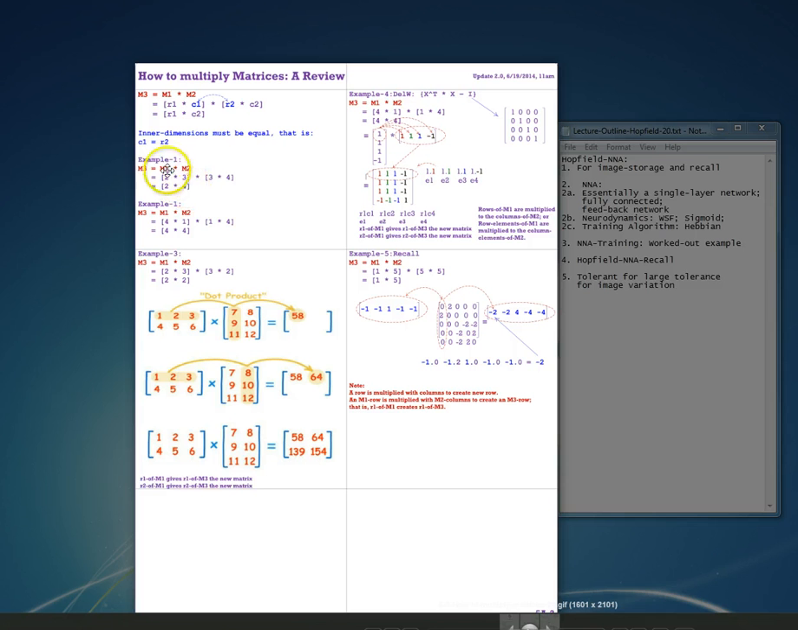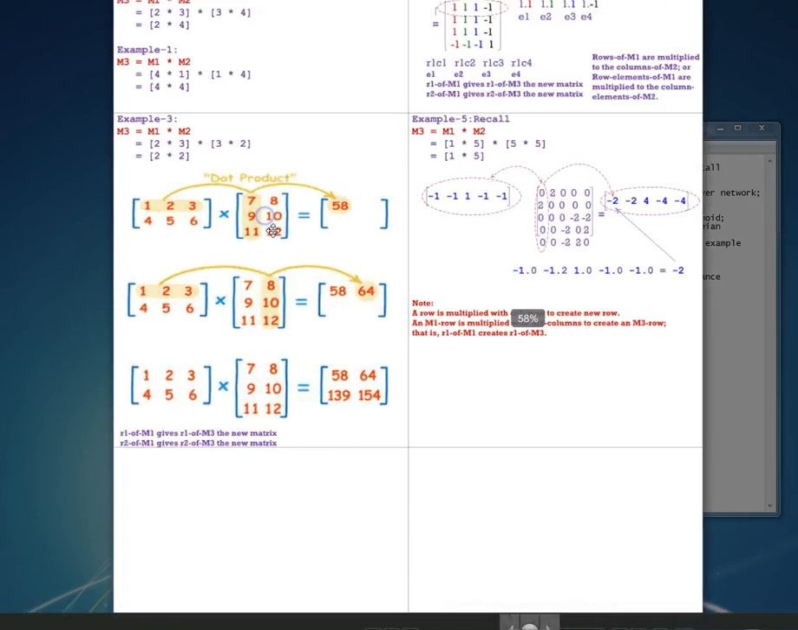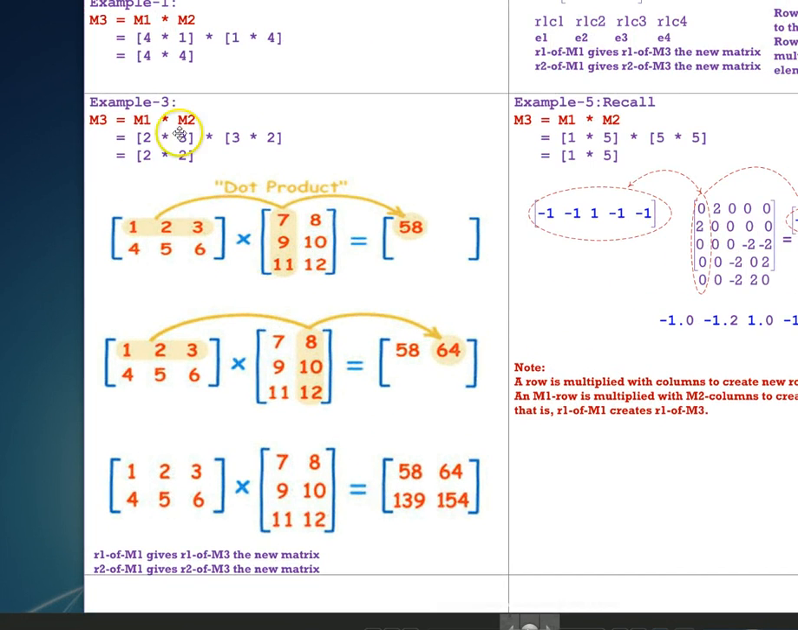Examples of that: if we have a 2 by 3 multiplied by a 3 by 4 matrix, these three are equal, so the resulting matrix would be a 2 by 4 matrix. Another example is a 4 by 1 and a 1 by 4, which gives a 4 by 4 matrix. If you look at these matrices, this is a 2 by 3 and a 3 by 2 matrix, so what you're going to get is 2 by 2.